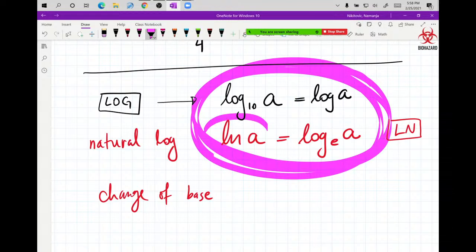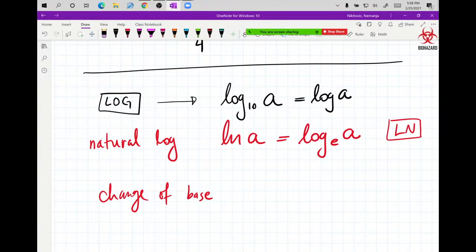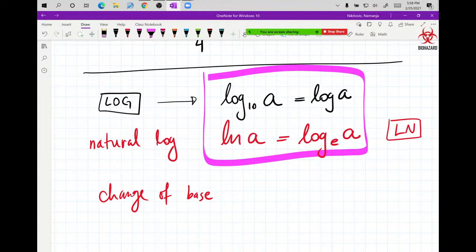If it's ln, the base is e. All other bases have to be written in, like I did before, log base 2, log base 3, log base 5, anything else. So if there is no base, base is 10. If there is ln, the base is e. So those are the two that you must memorize, which is why I have them kind of separated here.